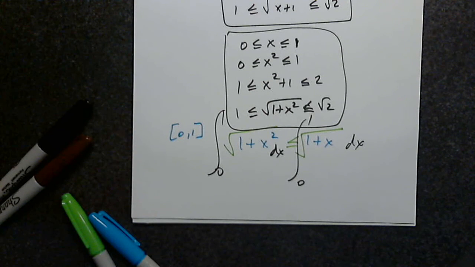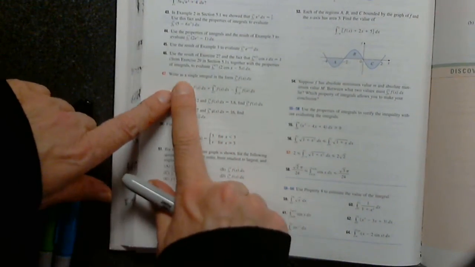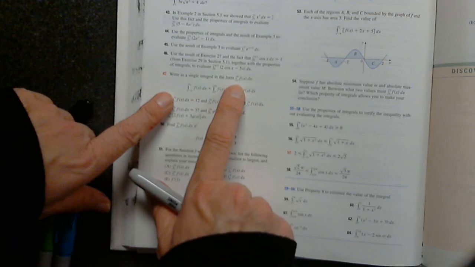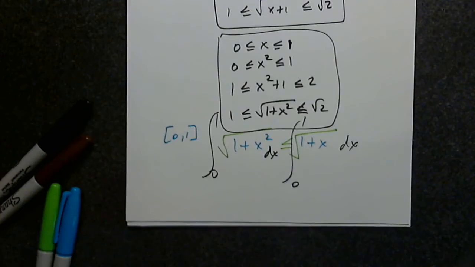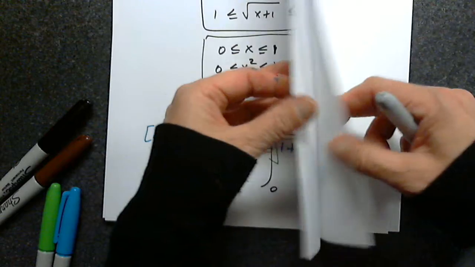Any questions? I know we have 3 more minutes. Let's finish up with one problem. I'm looking at this one. Write as a single integral in the form the integral from a to b of f of x dx. So this is problem 47 on page 384. Last one for tonight.